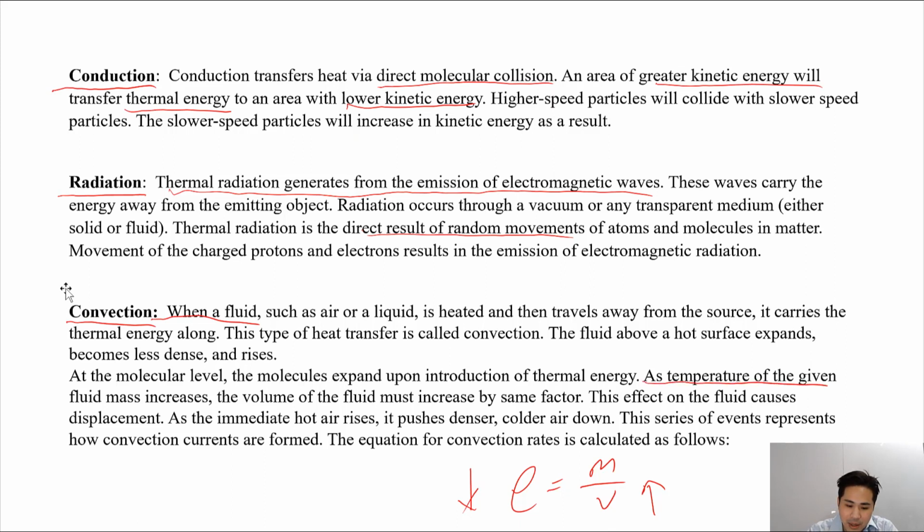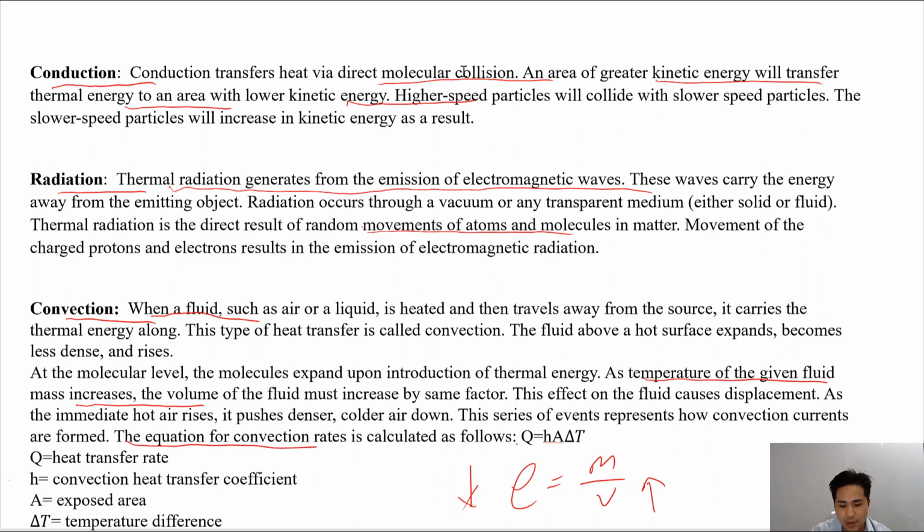As temperature of the given fluid mass increases, the volume of the fluid must increase by the same factor. This effect on the fluid causes displacement. As the immediate hot air rises, it pushes denser, colder air down. This series of events represents how convection currents are formed.